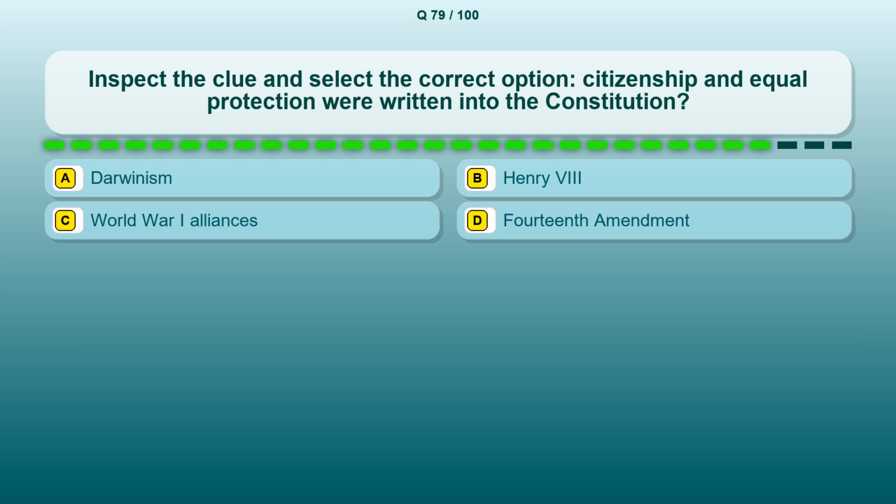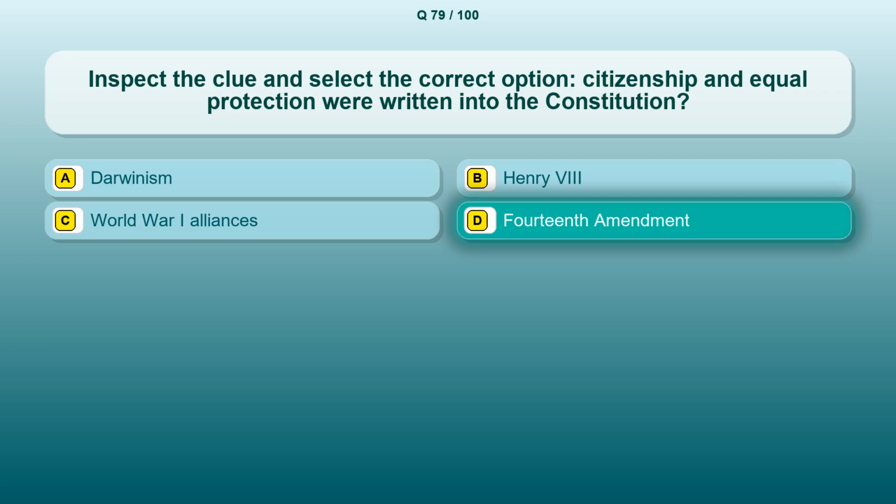Question 79. Inspect a clue and select the correct option. Citizenship and equal protection were written into the Constitution. Option A. Darwinism. Option B. Henry VIII. Option C. World War I alliances. Option D. 14th Amendment.